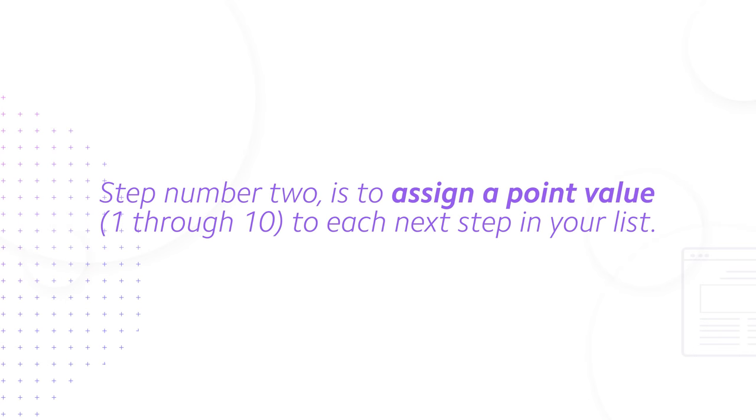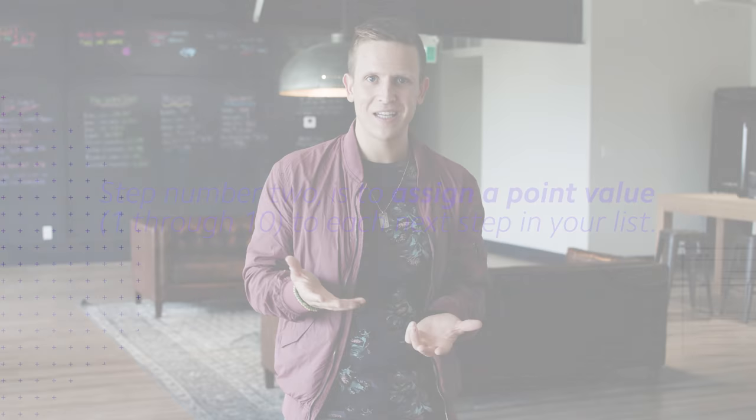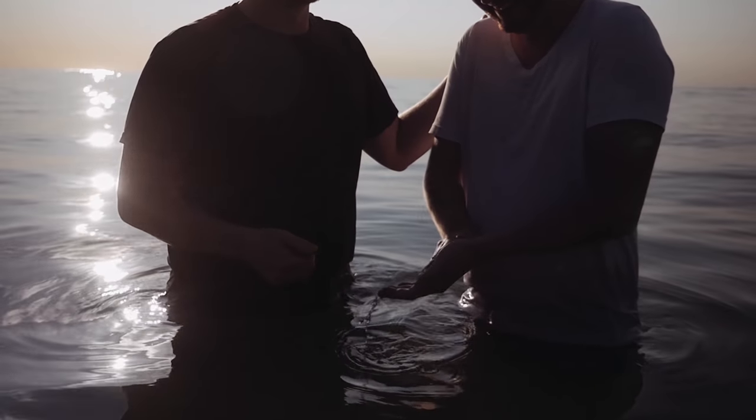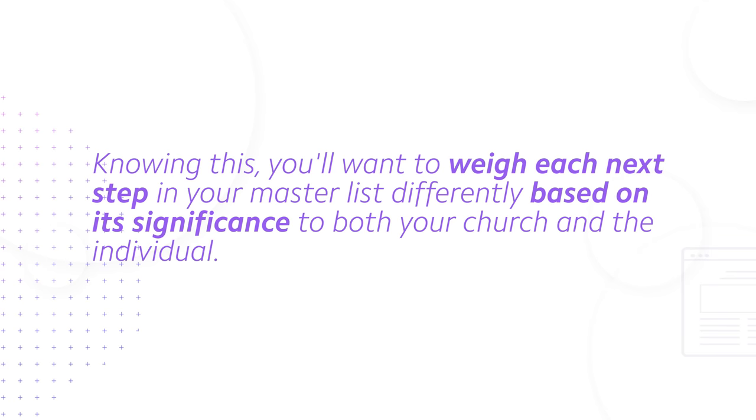That's the first step. Step number two is to assign a point value, 1 through 10, to each next step in your list. Because look, not all next steps are made equal, right? Following your church on Instagram is less meaningful than being baptized. And knowing this, you'll want to weigh each next step in your master list proportionately based on its significance to both your church and the individual.